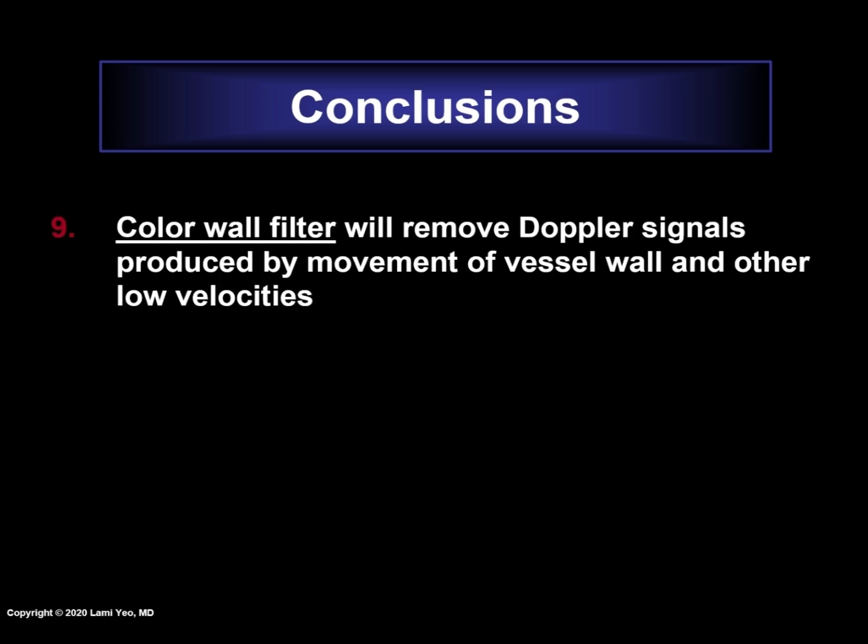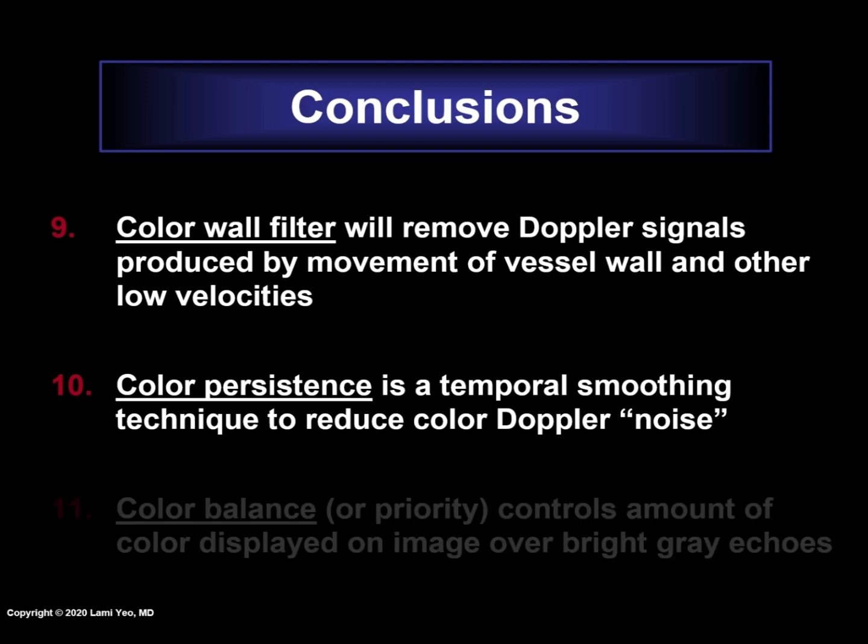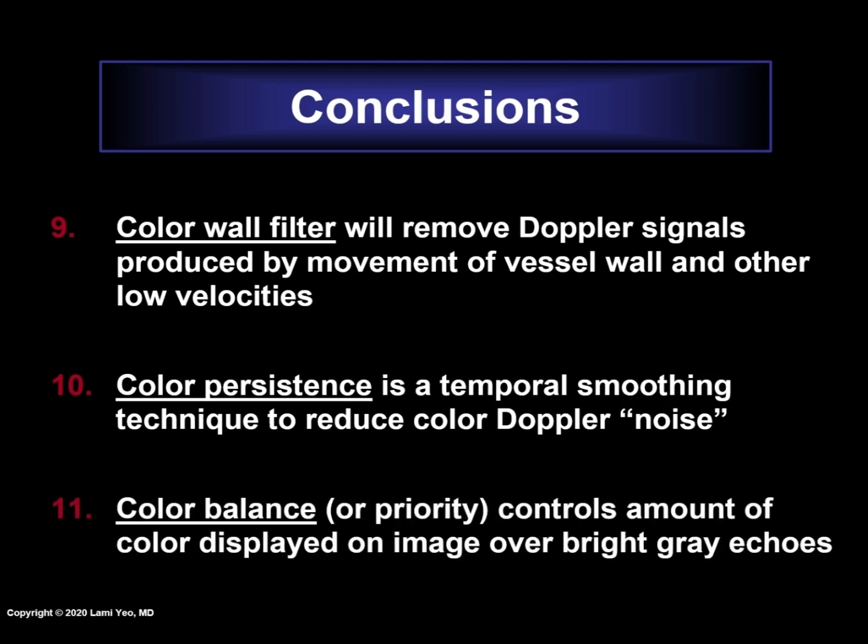Color wall filter will remove low-frequency Doppler signals produced by movement of the vessel wall and other low velocities. Color persistence is a temporal smoothing technique to reduce color Doppler noise. It reduces the impression of pulsation. Color balance, or priority, controls the amount of color displayed on the image over bright gray echoes. In other words, color priority versus grayscale.